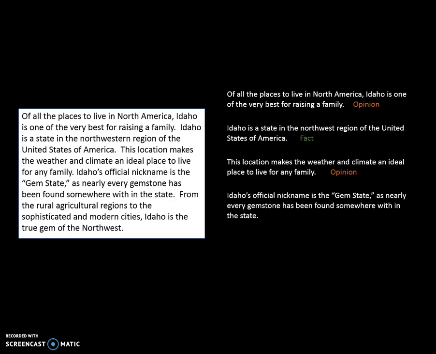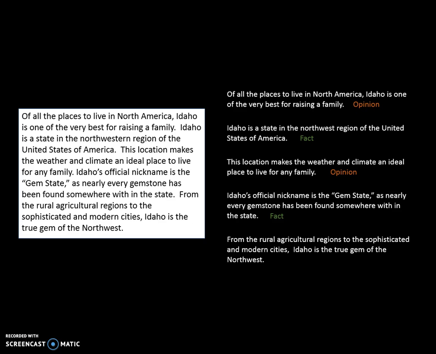So the next one, Idaho's official nickname is the Gem State, as nearly every gemstone has been found somewhere within the state. I could look that up on the state website or in the state legal statutes and find that, in fact, yes, Idaho's official nickname is Gem State. And if I were to look in research and encyclopedias, I could probably find all of the gemstones that have been found in the state of Idaho to prove that that is probably factual.